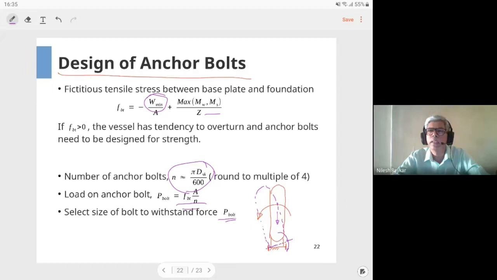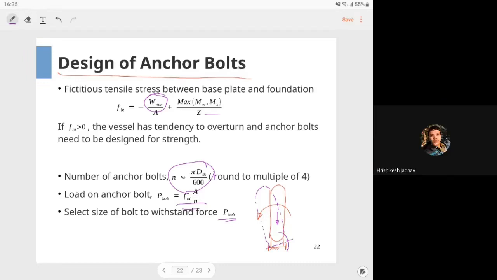What we are talking about here is what happens when both of them are acting when the vessel is vertical. Okay.